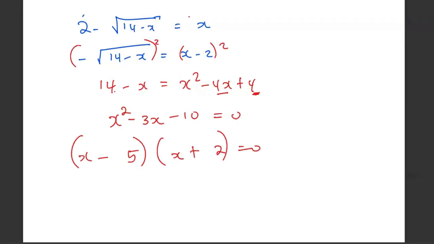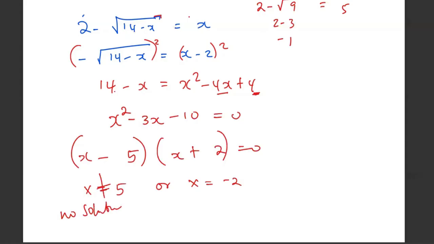Yes. So this will give me a positive 5. This bracket will give me a negative 2. But since I'm having a square root, I have to test my answers. If I substitute a 5 there, it's going to be 2 minus square root of 14 minus 5, which is 9. So square root of 9 is 3. So 2 minus 3 gives me a negative 1. And then we said x must be 5, so these two are not corresponding. I'll cross that out and say it's not a solution.